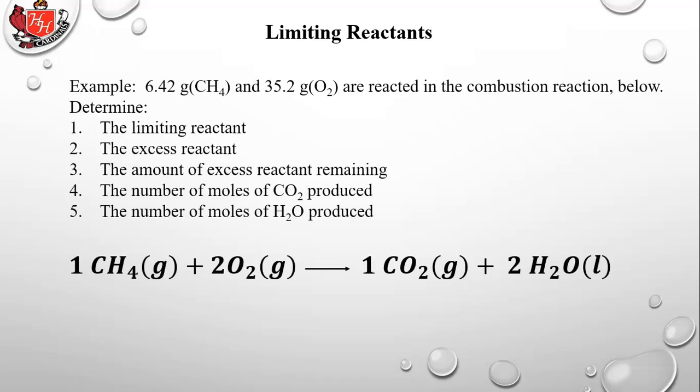So here's our example. We're going to take 6.42 grams of CH4 and 35.2 grams of O2, and they're going to be reacted in a combustion reaction, and we want to be able to determine the limiting reactant, the excess reactant, the amount of excess reactant remaining, the number of moles of CO2 produced, and the number of moles of H2O produced.